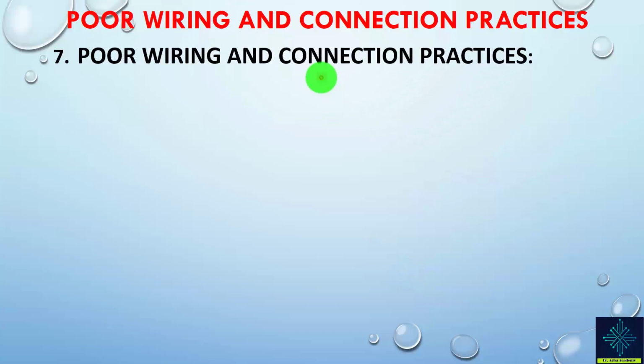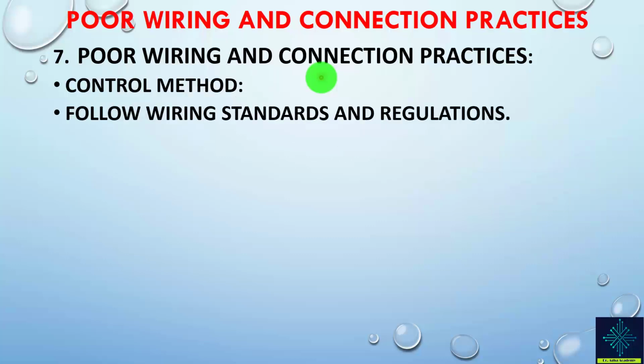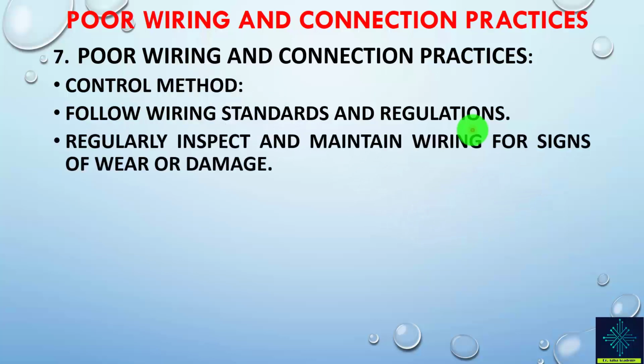Then the poor wiring and connection practices. Poor wiring and connection practices are also serious hazards, and we have to control them. So how to control? By following wiring standards and regulations. We have to abide by some standard, national or international. Regularly inspect and maintain wiring for signs of wear and damage.